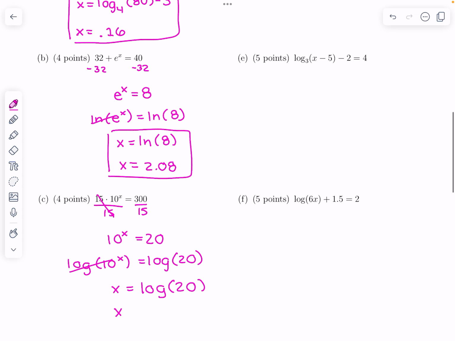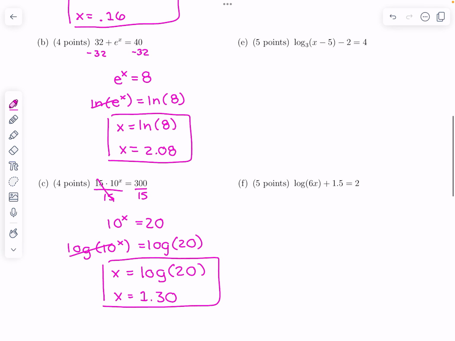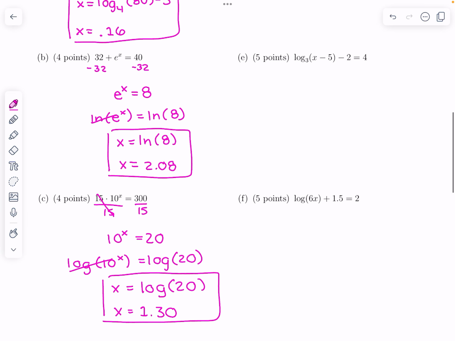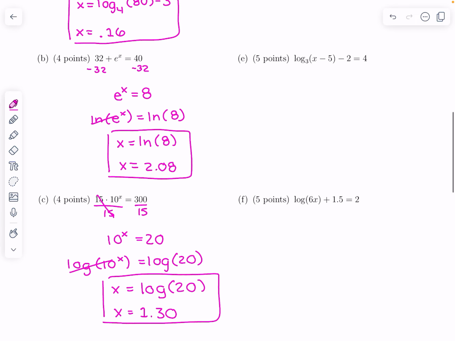And my rounded answer, I'm going to plug into my calculator, log of 20 is 1.30 to 2 decimal places. There is my exact answer and my rounded answer. So we just solved 3 exponential functions by converting them to logs. We isolated, converted to log, and then we solved for our final answer.